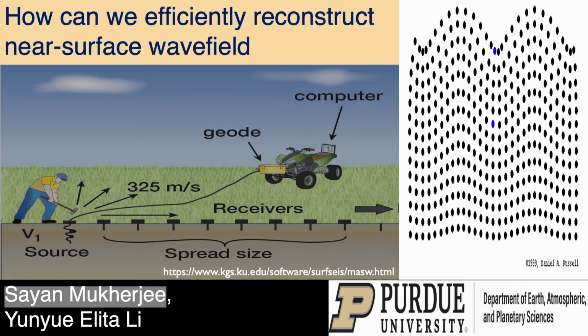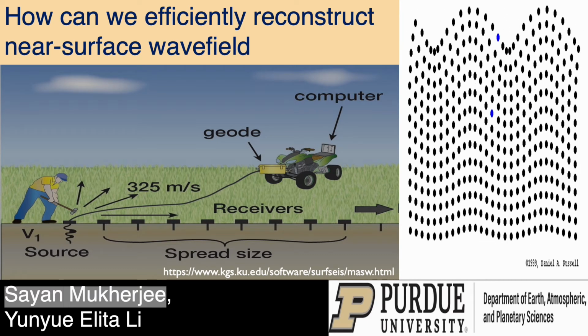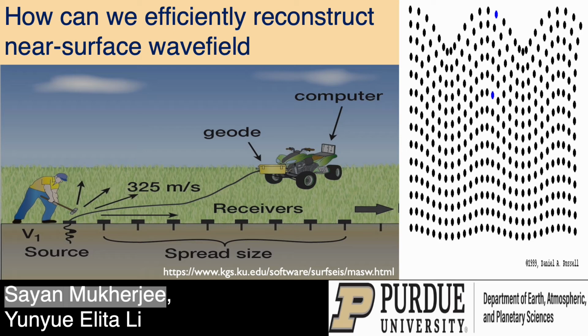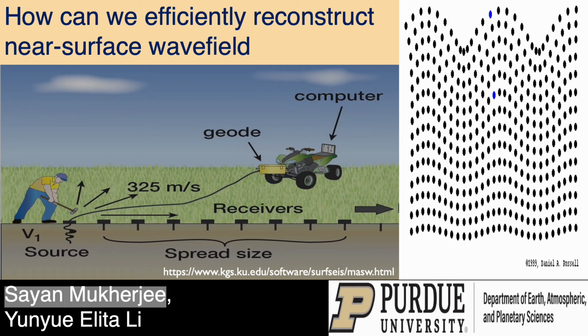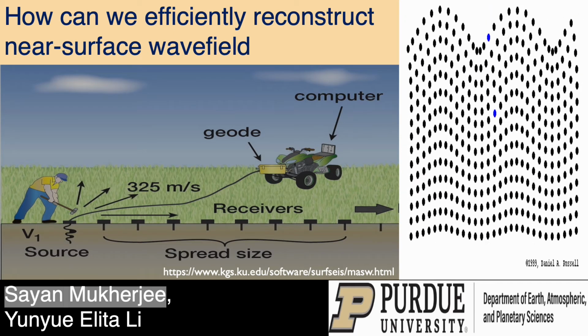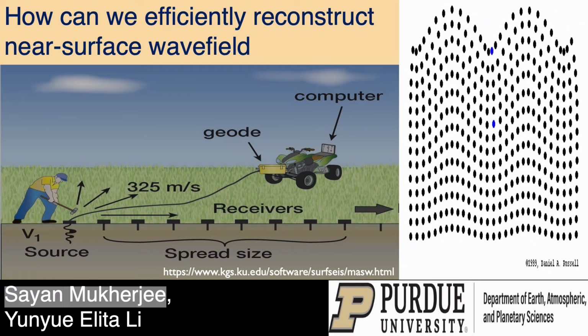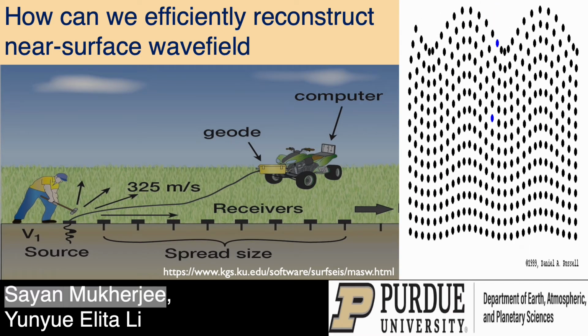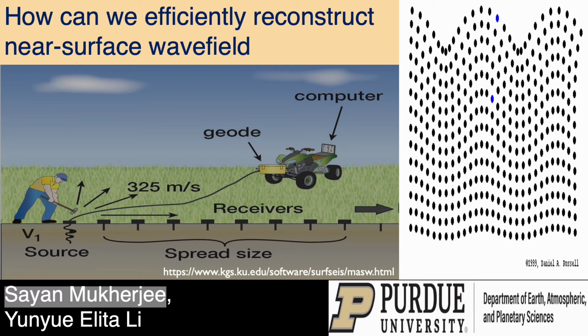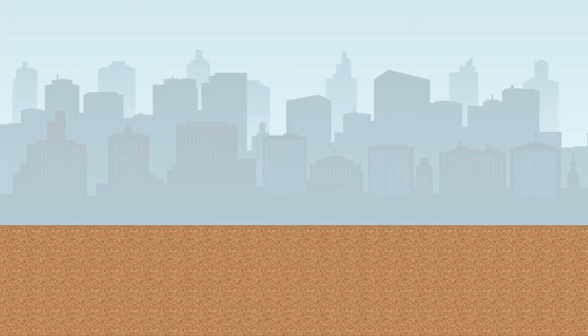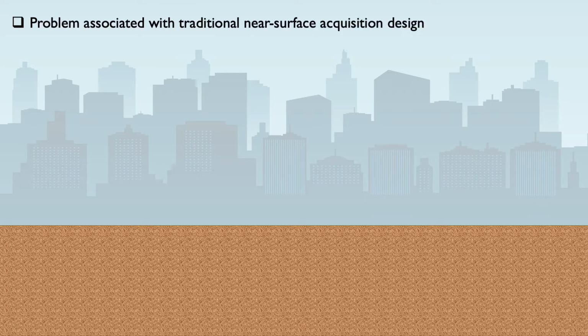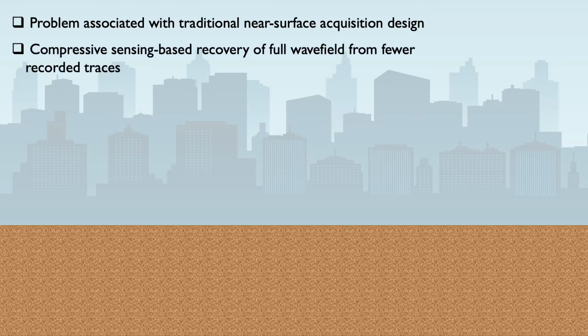Recording finely sampled data with a large number of sensors is costly, tedious, and may not always be feasible. So in this video, I am going to talk about how to efficiently reconstruct the full near surface wave field from fewer sampled traces. I will mainly discuss two things. First, the problems related to the conventional near surface data acquisition design, and then the compressive sensing based reconstruction of the full wave field record from fewer sampled traces.